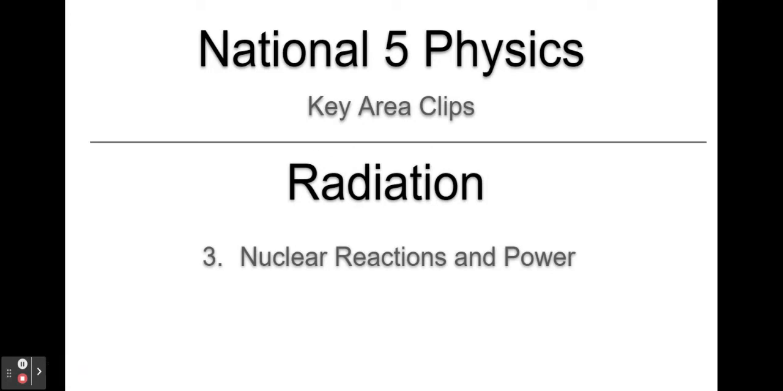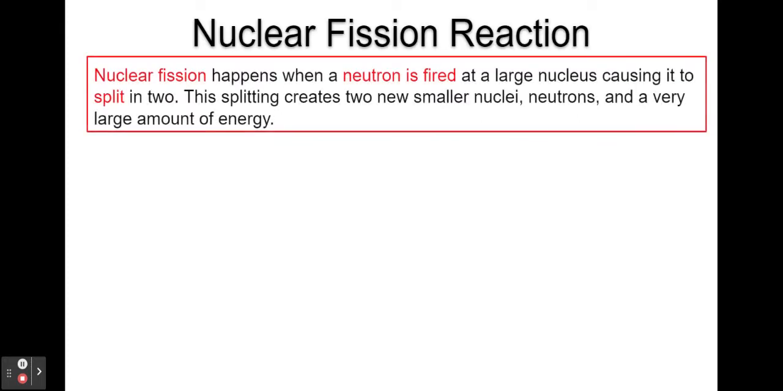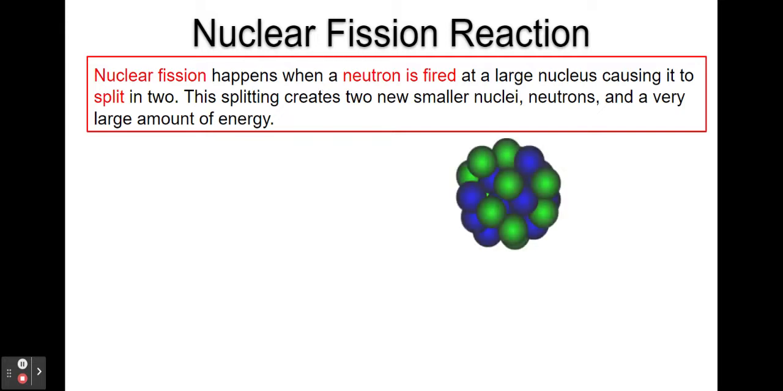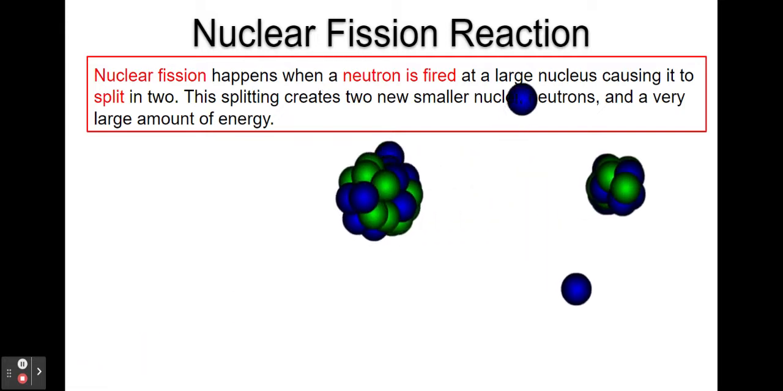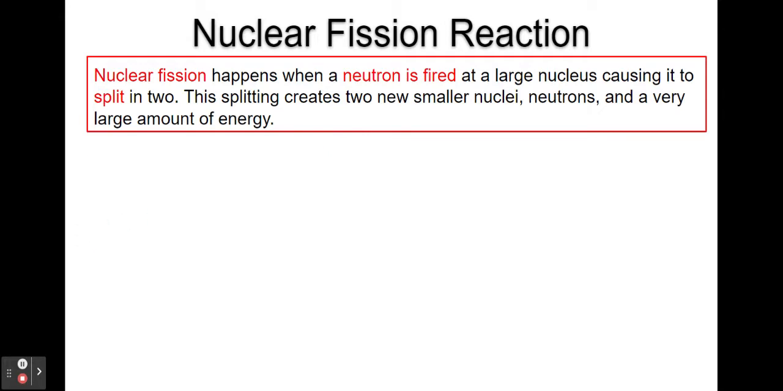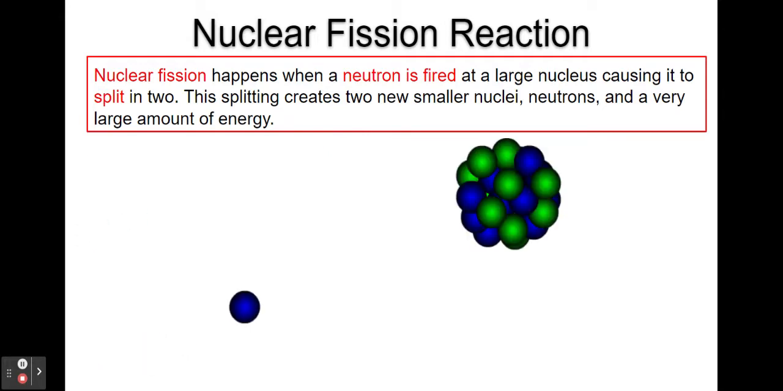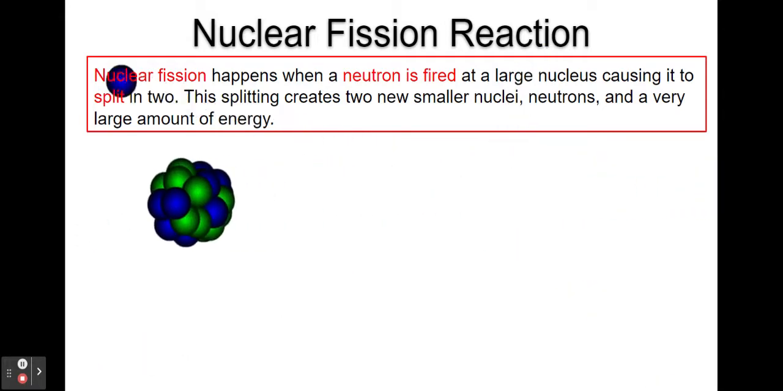Today we're going to have a look at the third part of the radiation topic of National 5 Physics, nuclear reactions and power. And we'll start looking at nuclear fission reactions. So a nuclear fission reaction happens when a neutron is fired at a large nucleus, causing it to split into two. This splitting creates two smaller nuclei, some more neutrons, and a very large amount of energy.